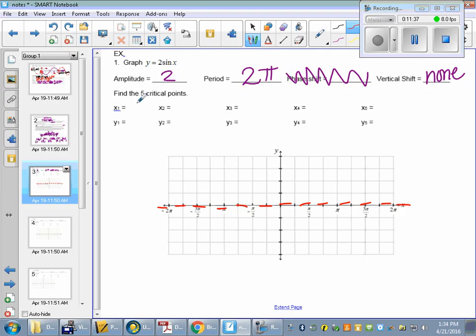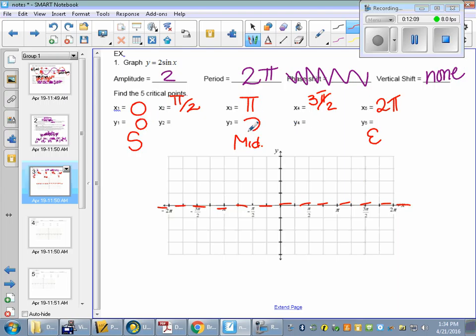Let's fill in our critical points. All the x values I said we need to memorize: 0, pi over 2, pi, 3 pi over 2, and 2 pi. And then the corresponding y values. I said a second ago, start, middle, and end will all have the same y value, and they're the same as your vertical shift. If there is no vertical shift, they're all 0.